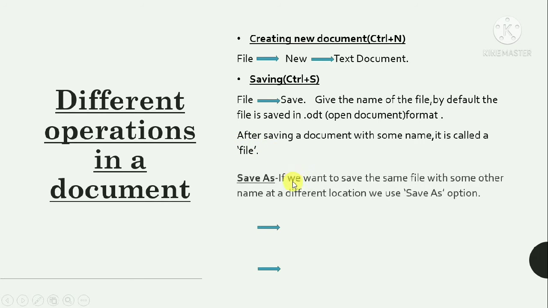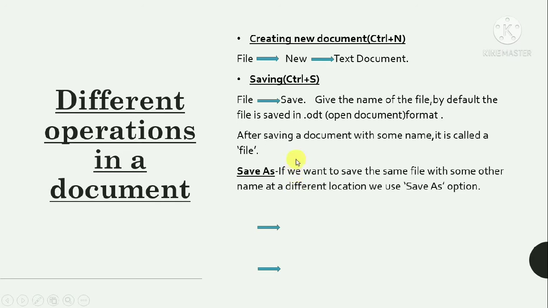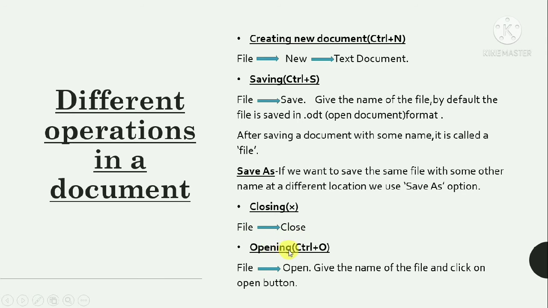The next operation is Save As. Save As and Save are different things. If we want to save the same file with some other name at a different location, we use the Save As option. For example, you are saving a file in one place, and you also have to save the same file in another location, then you use Save As. The next operation is closing. For closing a file, we use the File menu. You go to the File menu and then use Close, and you can also use the cross.